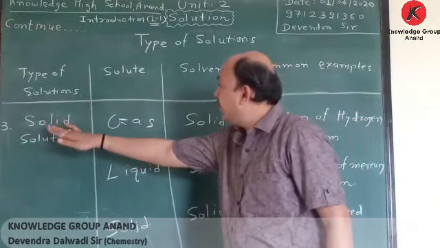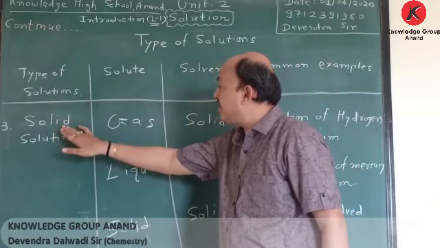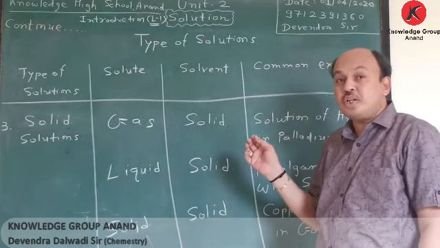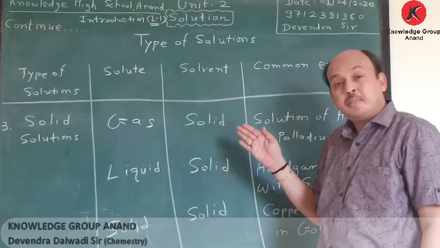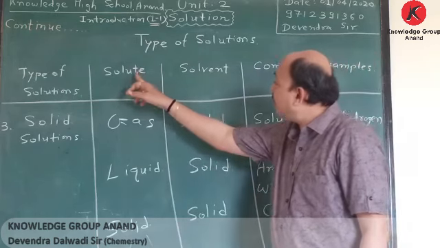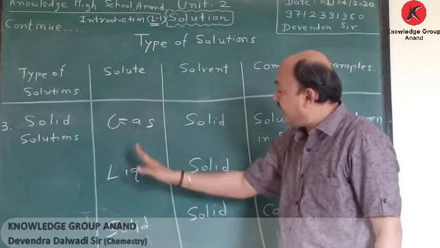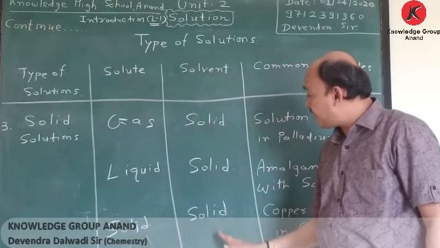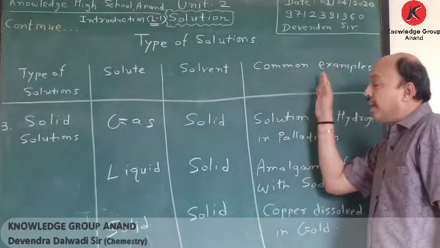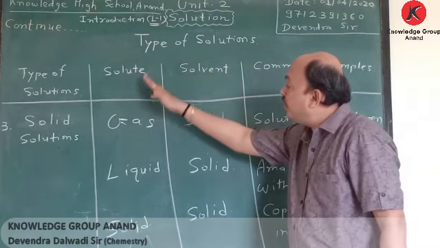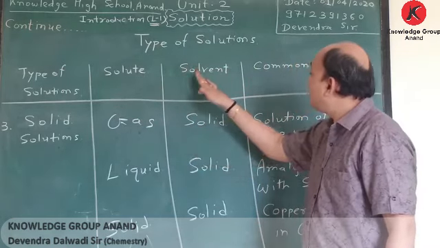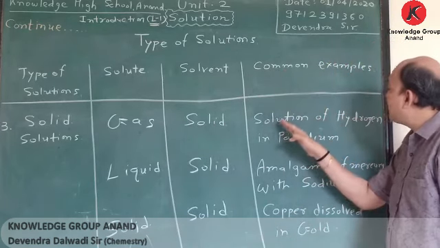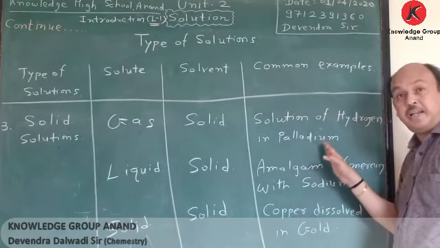The third type of solution is solid solutions. That means the solvent must be in the solid phase, while the solute may be gas, liquid or solid. Suppose the solute is in gaseous form and the solvent is in solid form. A common example is a solution of hydrogen in palladium.